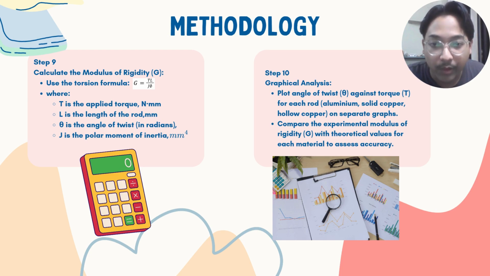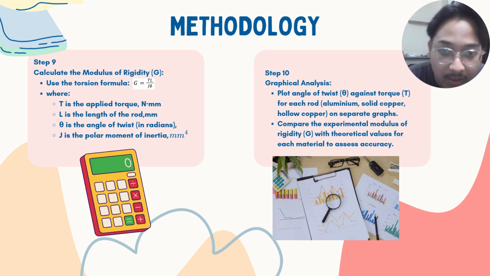For step number 9, calculate the modulus of rigidity G. Use the torsion formula, which is G equals TL over J phi, where T is the applied torque in Newton millimeter, L is the length of the rod in millimeter, theta or phi is the angle of twist in radians, J is the polar moment of inertia in millimeter to the power of 4. So last but not least, we need to do the graphical analysis.